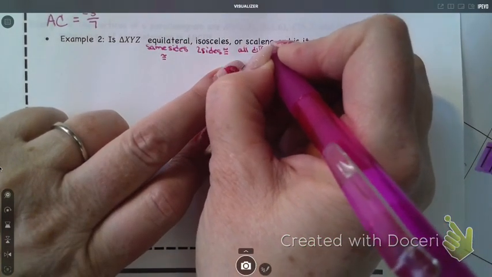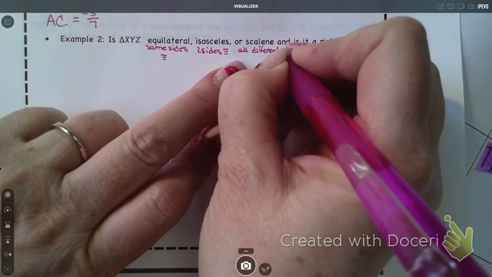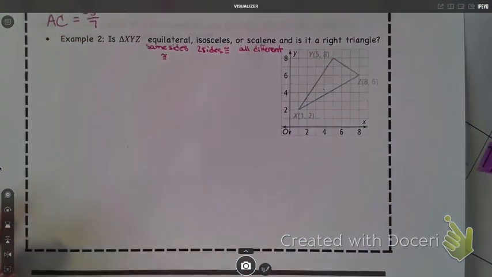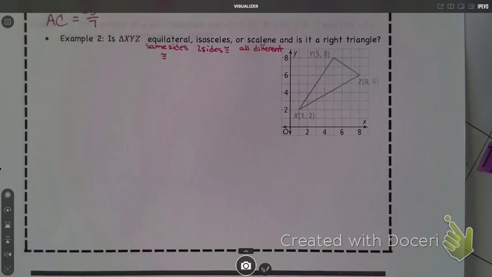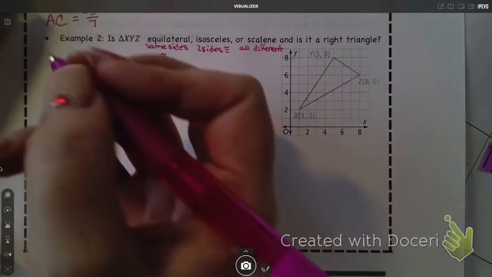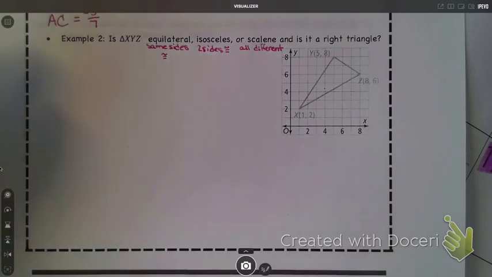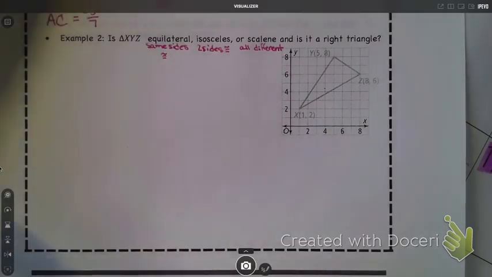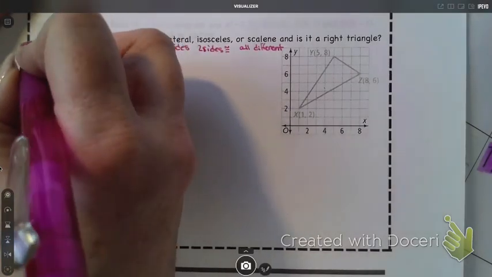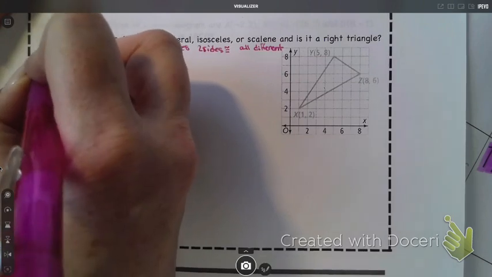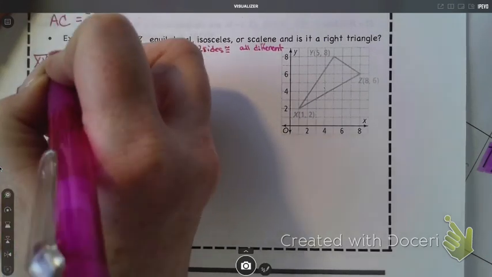So, in order to tell this, we need to find the what of all three sides? Slope? Not the slope, the length. Okay? Because we're talking about lengths, right? So we need to figure out the lengths. So we have to do XY, YZ, and ZX. So we'll do XY together, and then I'll let you loose on the other ones. How's that sound?